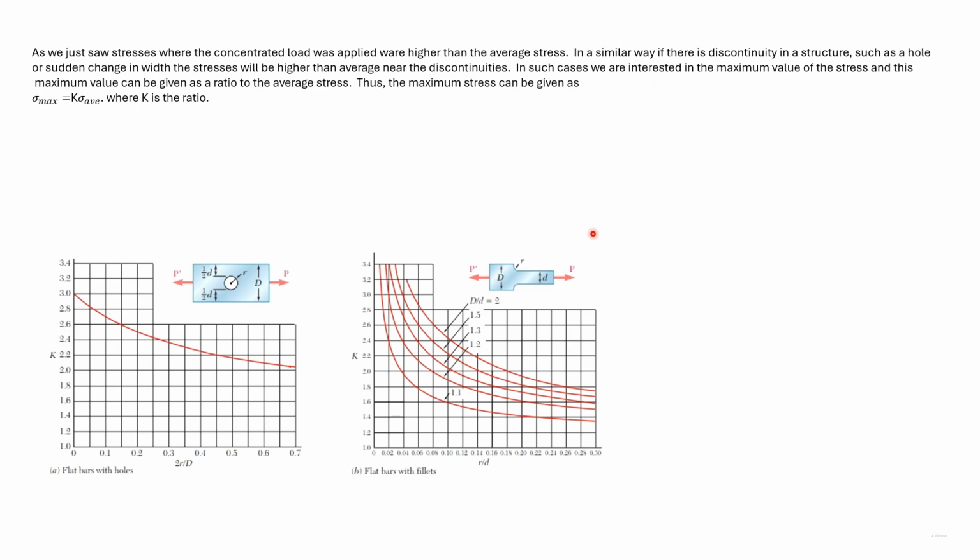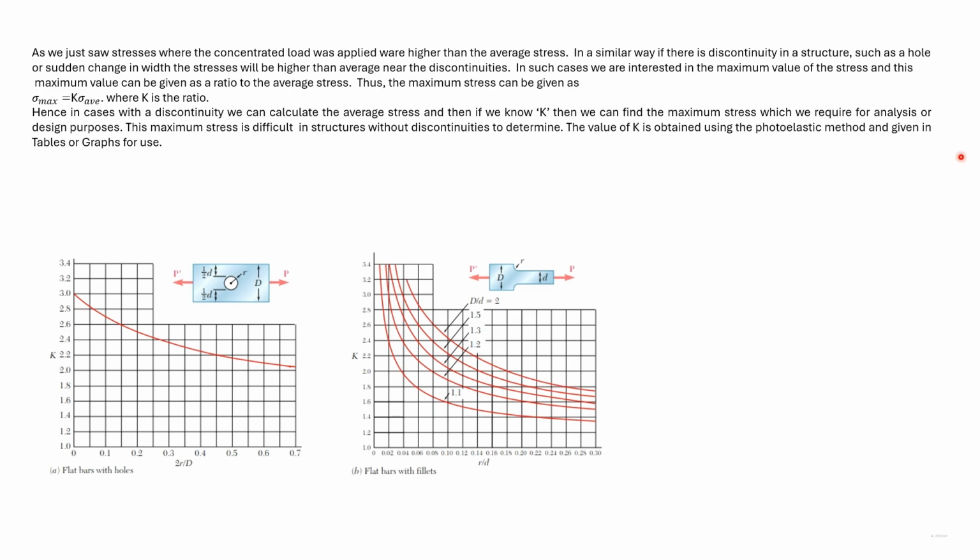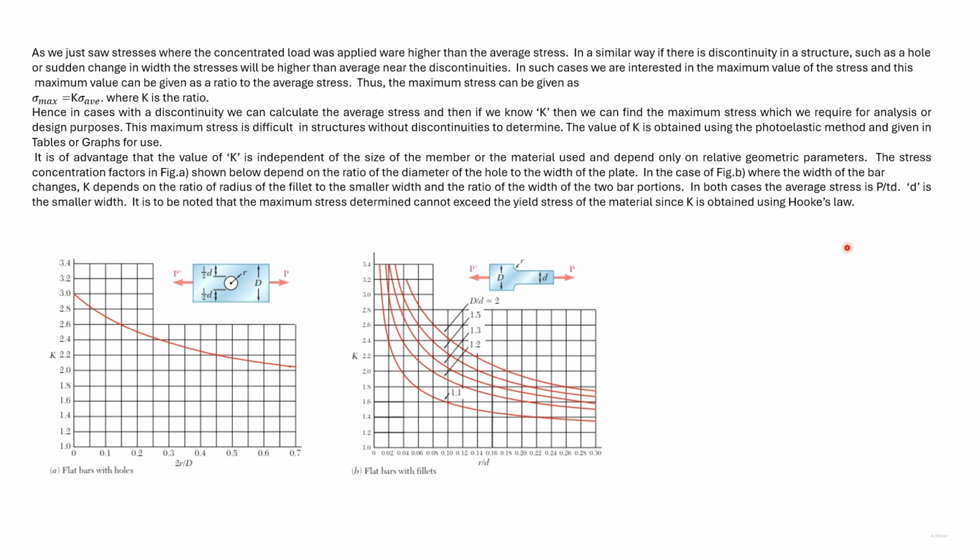So the maximum stress would be 1.6 times the average stress, where the average stress would be given by P divided by d t, where t is the thickness of this plate. It is to be noted that the stresses obtained using the stress concentration factor have to be less than the yield stress, since we have used Hooke's law.